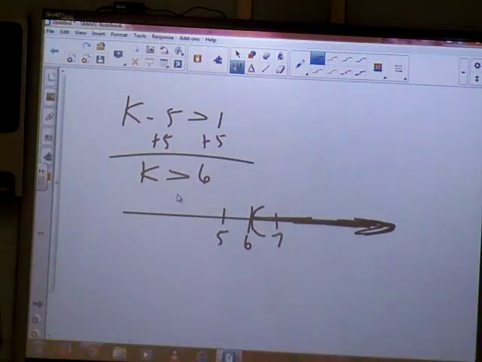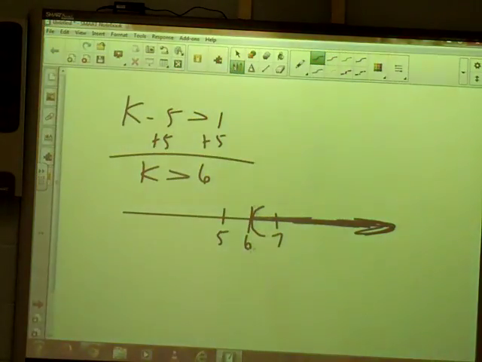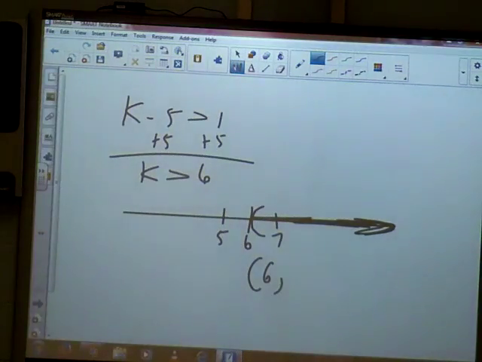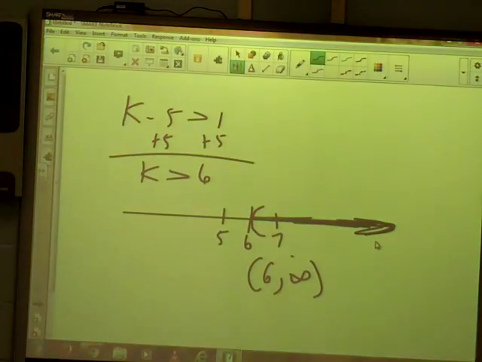Then we could write that in interval notation. Interval notation is where it's in the parentheses or brackets. So I just drop this down like it is. My smallest piece of that is 6 and it has a parenthesis and it goes forever to the right, which is to infinity. Infinity always gets a parenthesis because you can't touch this.